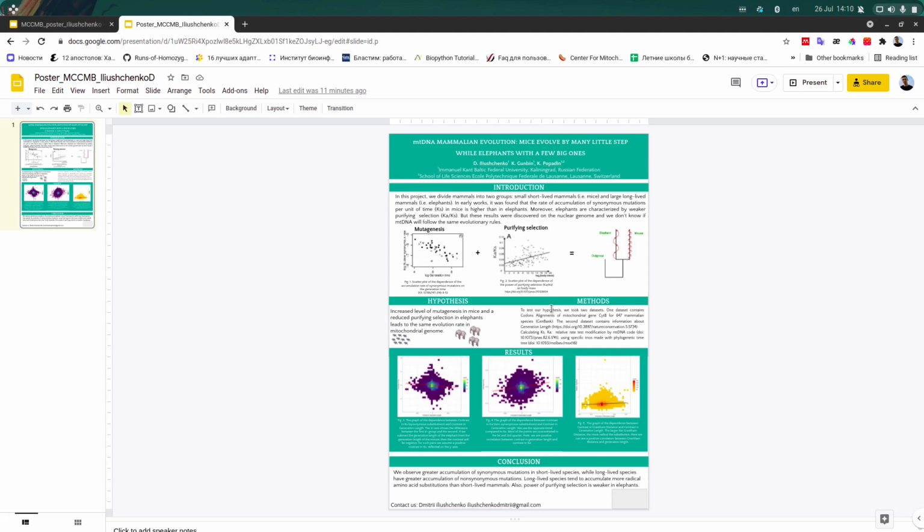Hello dear colleagues, today I want to present my project about mtDNA mammalian evolution: mice evolve by many little steps, while elephants evolve with a few big ones. In this project we will talk about the evolution rate, and first of all I will talk about one primary life history trait that influences the molecular evolution rate.